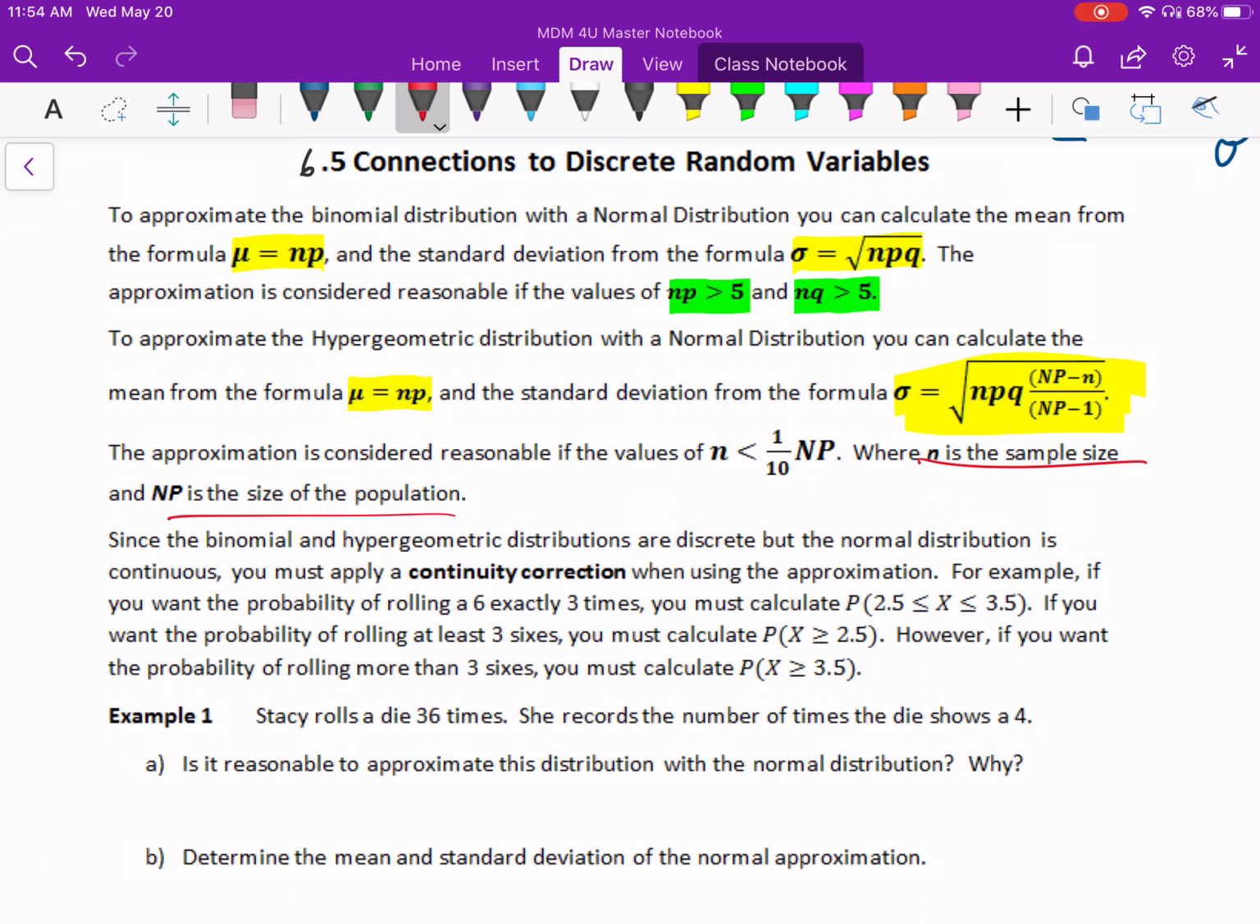And again, we have to make sure that it's reasonable to do it. So for a hypergeometric distribution, we can tell if it's reasonable to use this approximation as long as the sample size is less than 1/10 of the population. That's what this formula says, since NP is the population.